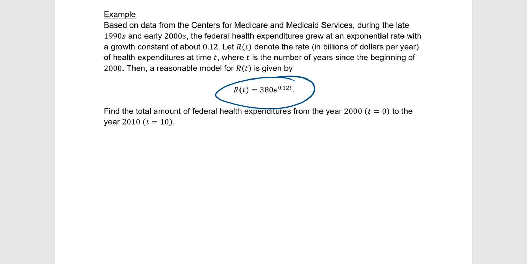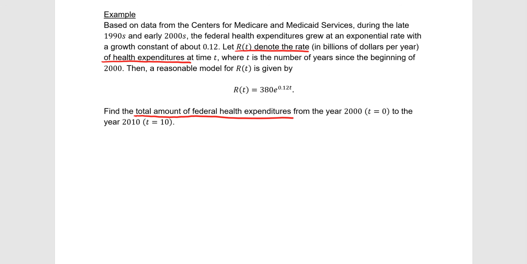So obviously maybe take a second and reread that paragraph just so you fully understand what's going on here. So we want to find the total amount of federal health expenditures from the year 2000 to the year 2010. And we got a nice hint here. The year 2000 means t equals 0, and the year 2010 means t equals 10. So we want to find the total amount of the health expenditures from 0 to 10. Our function that we're given is the rate of the expenditures.